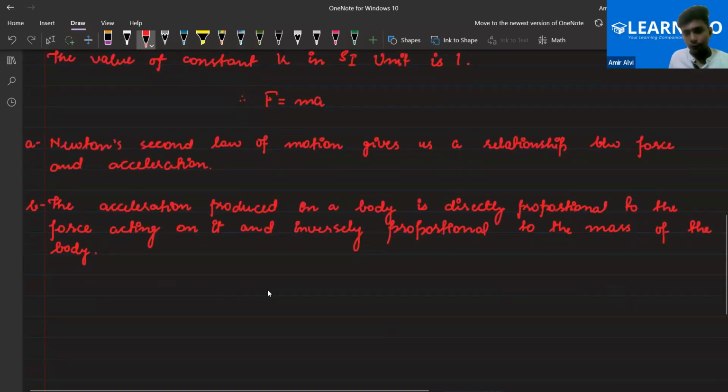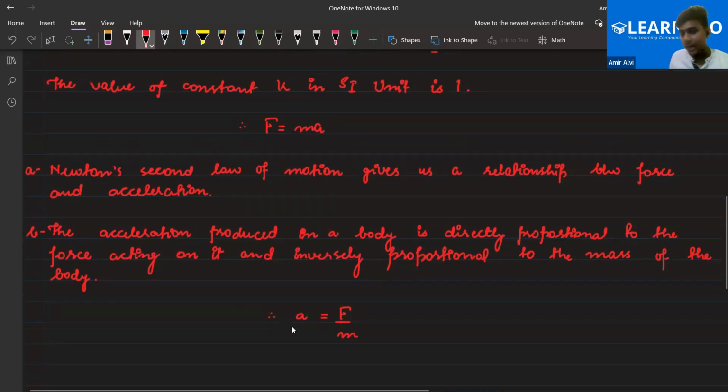So if I modify this, the question is saying acceleration produced in a body. If I take the mass in the denominator of force, A would be equal to F by M, yes or no? Yes, A equals F by M. So this line is saying the acceleration produced is directly proportional to force. It means that the greater the force, the greater the acceleration, right? And it is inversely proportional to the mass.